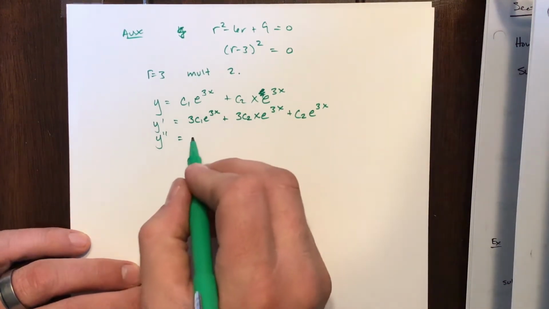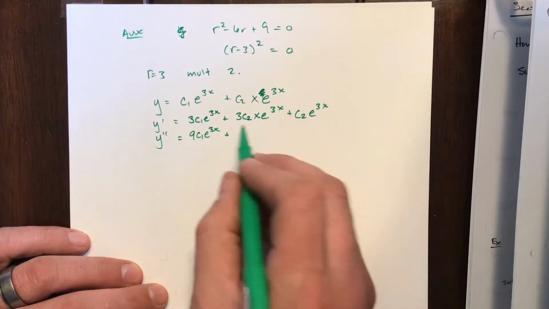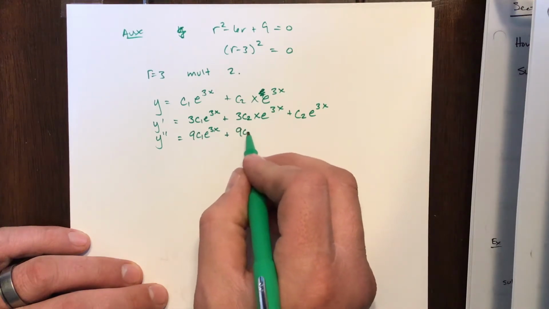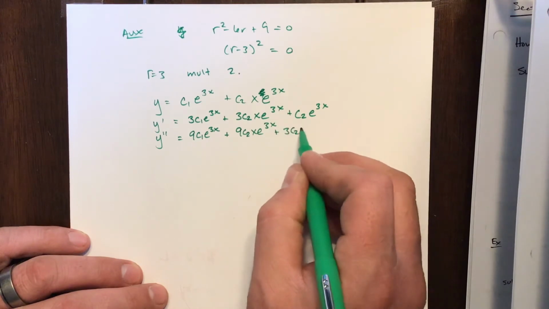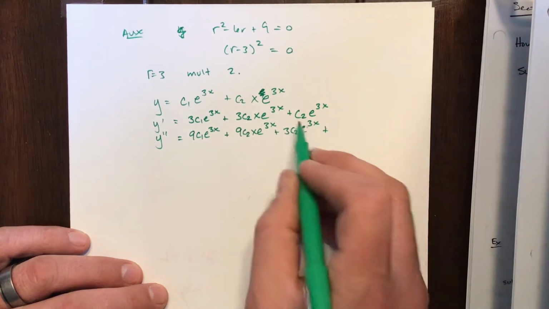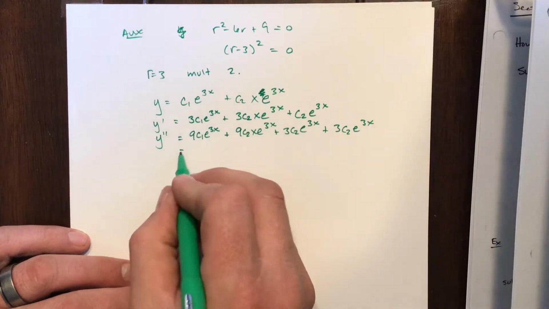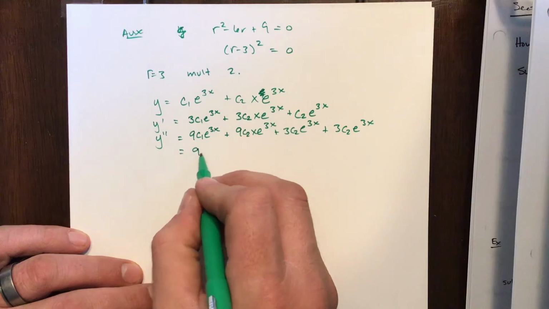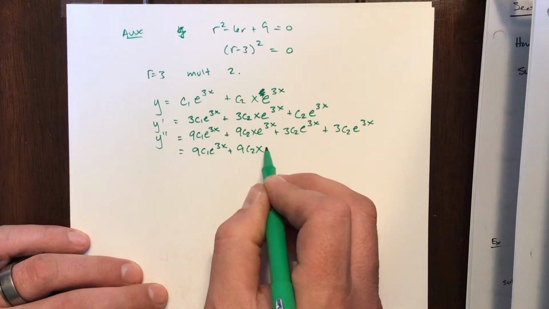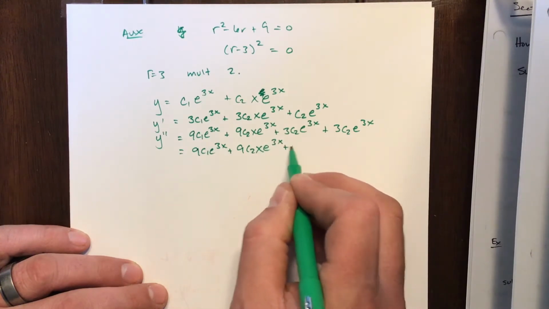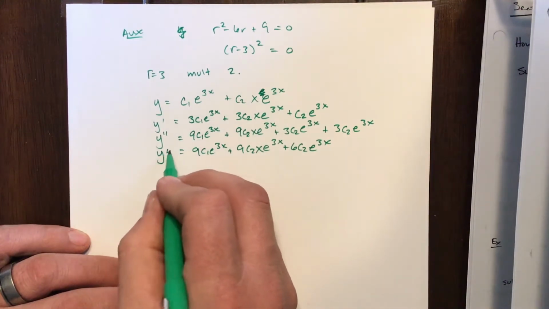For y double prime, this is 9c1 e to the 3x plus, product rule again, 9c2 x e to the 3x plus 3c2 e to the 3x plus the derivative of this, which is 3c2 e to the 3x. So combine that all together, you get 9c1 e to the 3x plus 9c2 x e to the 3x plus 6c2 e to the 3x. And that's y double prime.